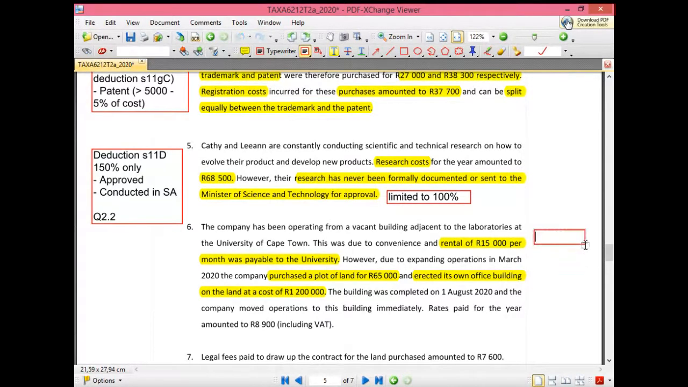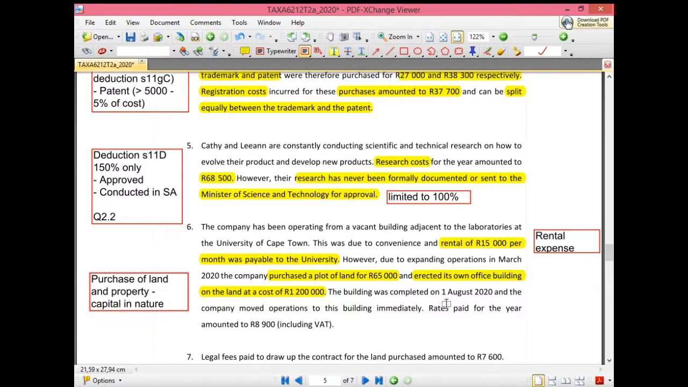There are a few things you had to see. So the first one was the rental expense, which they've incurred. Then you had your purchase of land and property. However, these are capital in nature. So that means they will not be included as a deduction because of the type of expense it is.